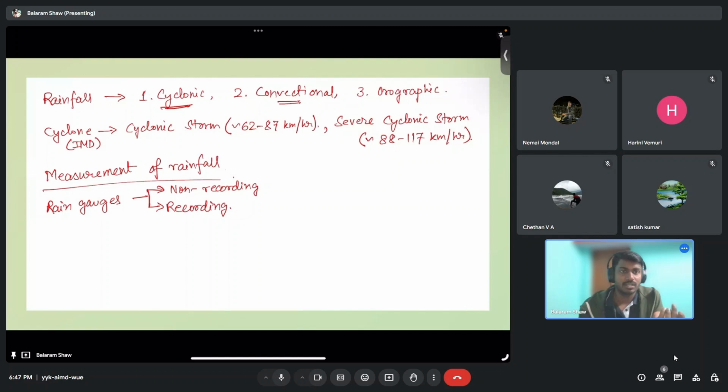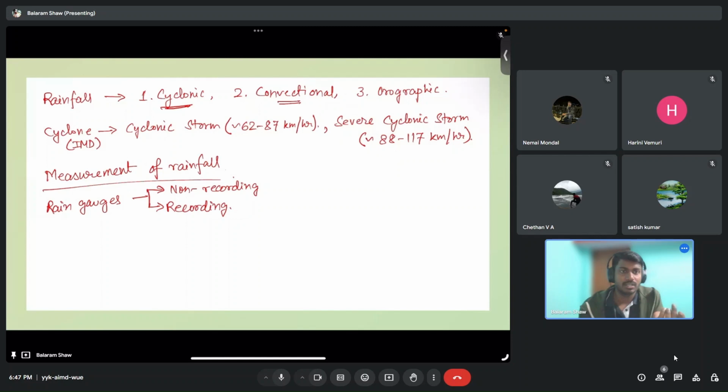That one was the non-recording rain gauge, the Symons non-recording rain gauge. In recording rain gauges we have the siphon type or float type.